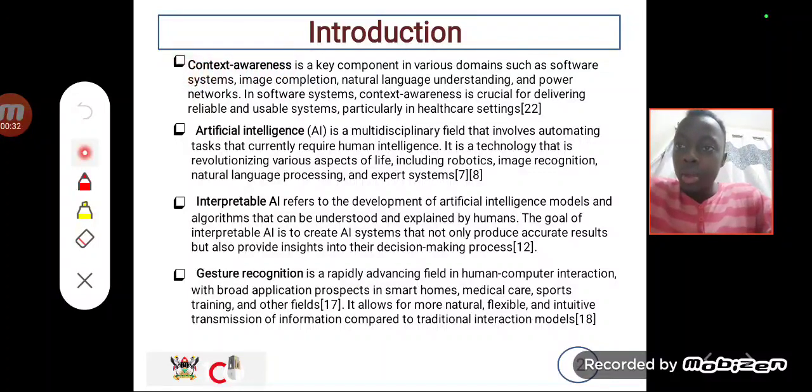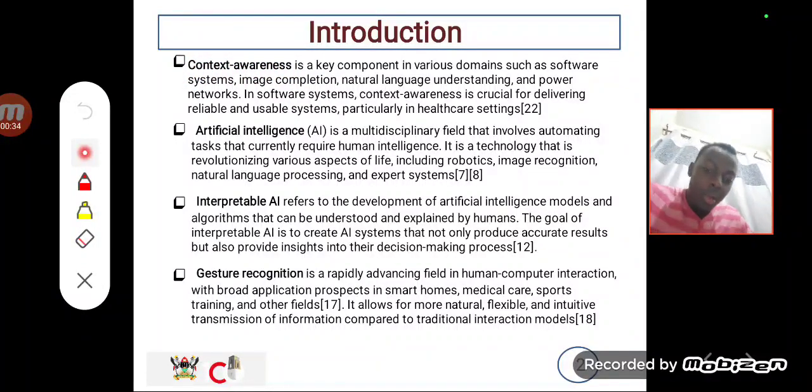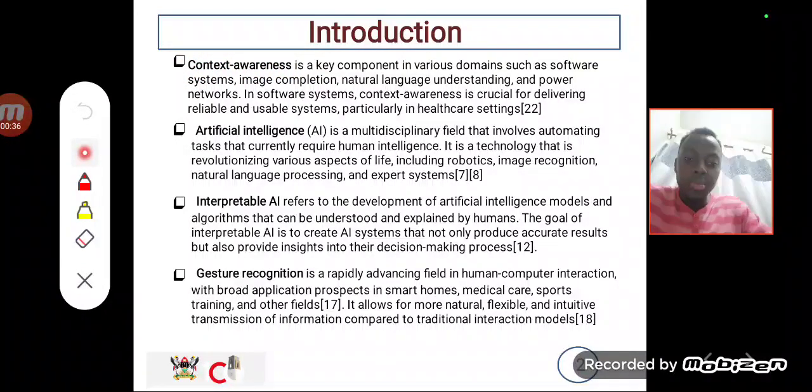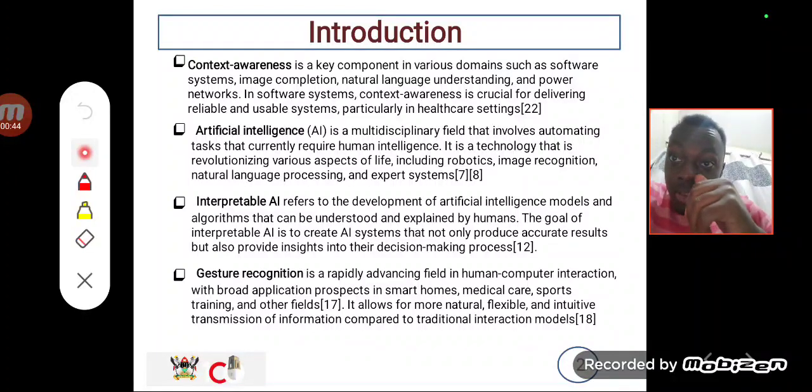First of all, we have context awareness. Context awareness is the ability of a system component to gather information about the environment at any given time and adapt behavior accordingly. In software systems, context awareness is crucial for delivering reliable and usable systems.